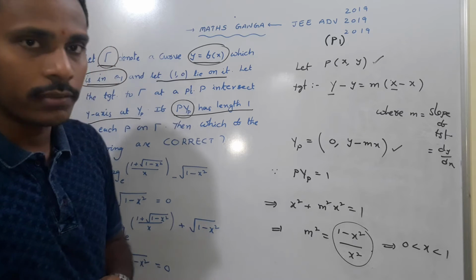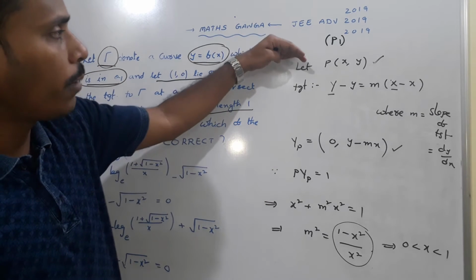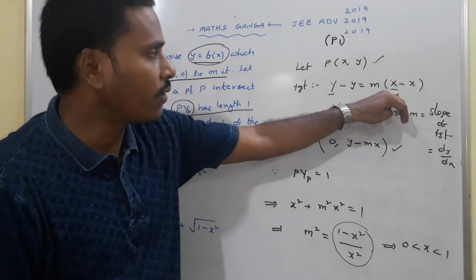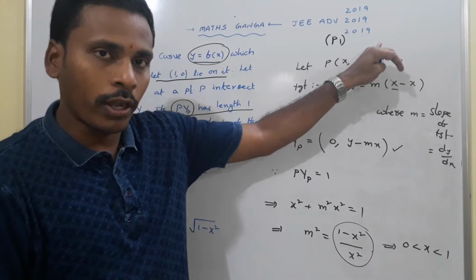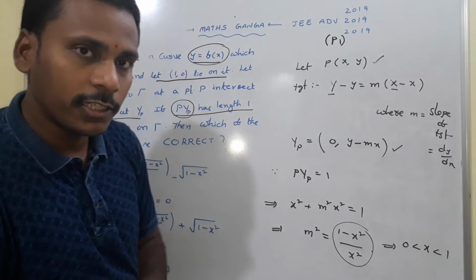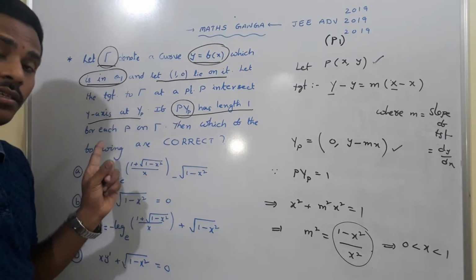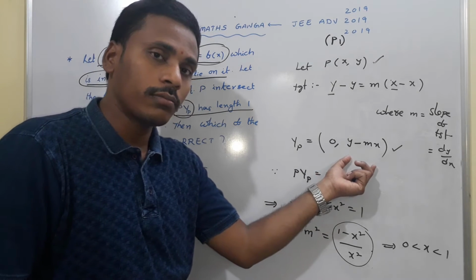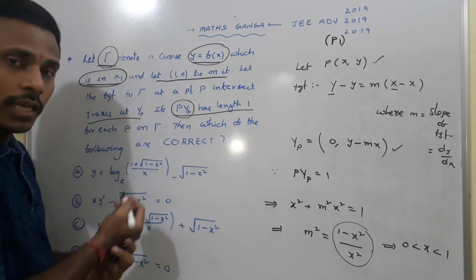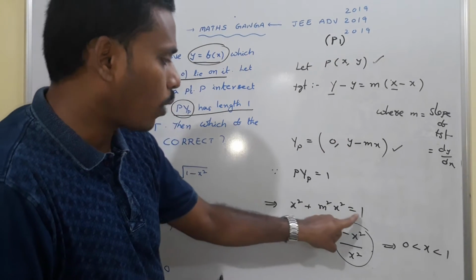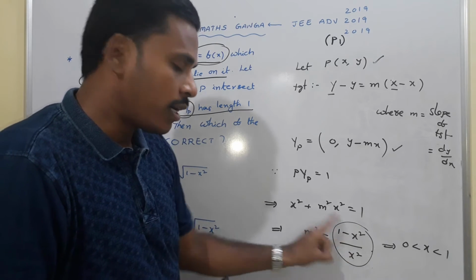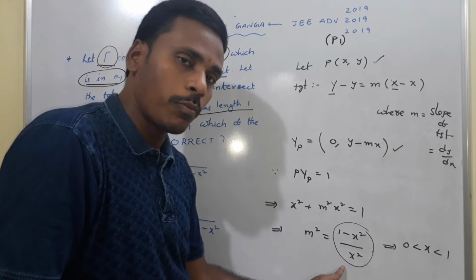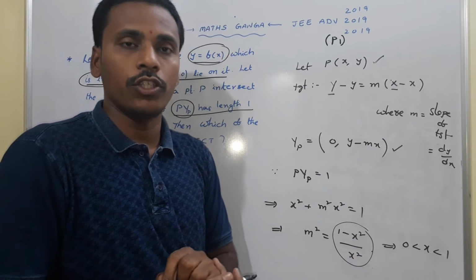So what I did here: till now, I took a point P (x, y) on the curve, and its tangent equation is this one, where x and y are the variables, small x comma y is an arbitrary point of the curve, and m is the slope of the tangent. They mentioned that Yp is the point where the tangent intersects the y-axis, so the coordinates of Yp are this one. Also they mentioned that the length PYp is 1. From there I have m square as (1 minus x square) by x square. Since m square is positive, this must be positive. From this, the range of x is in between 0 and 1.